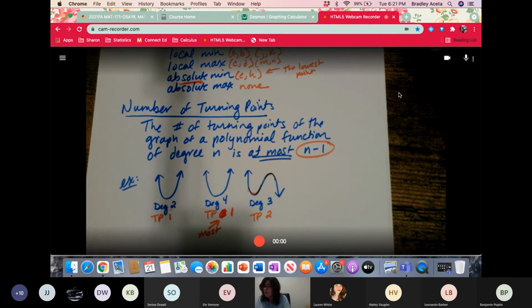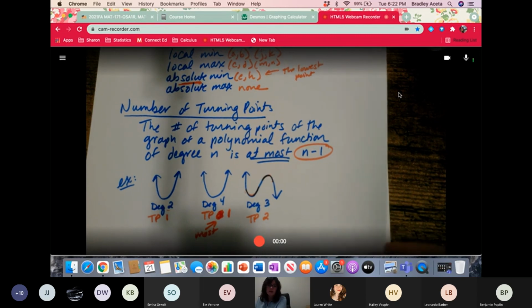So again, that's what you're looking for with turning points. It's not necessarily that they're going to have that many. All degree 4s have 3 turning points? 4 minus 1? No. The most they can have is n minus 1. But you still look at the picture to determine how many it has. So watch out for that on the homework tonight when you're looking at the graphs. All right.